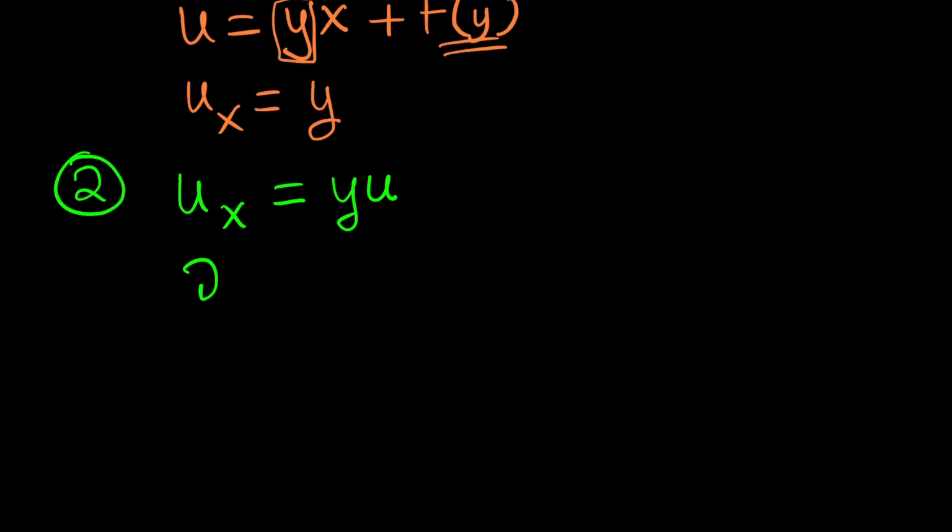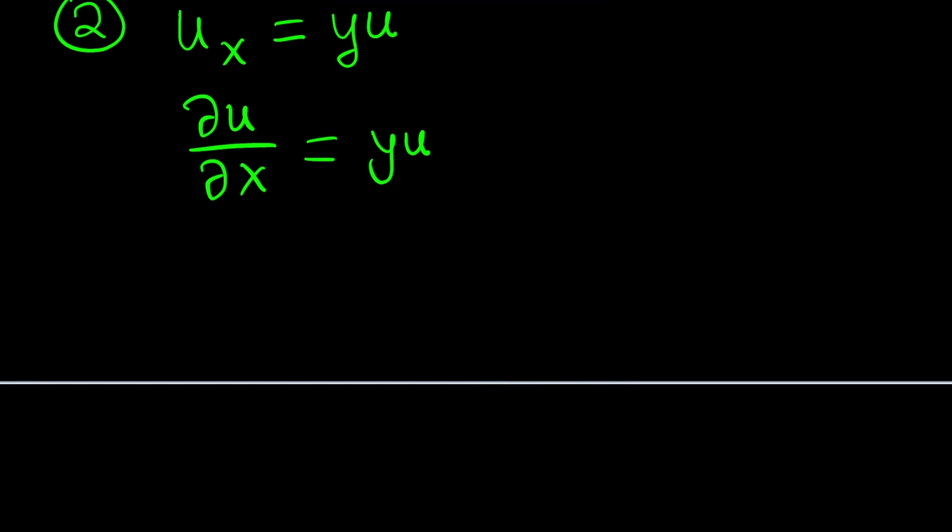As you know, this can be written as partial u over partial x, and that's equal to yu. Let's go ahead and multiply both sides by 1 over u. So this is going to be 1 over u multiplied by partial u over partial x is equal to y. Now let's go ahead and integrate both sides, but remember, we need to integrate with respect to x. So what is y going to look like? It's basically going to look like a constant, right?